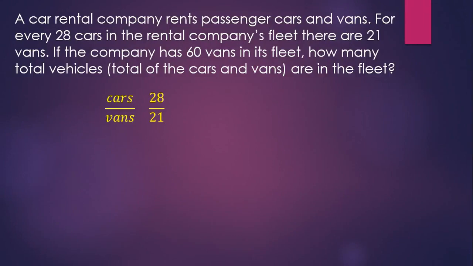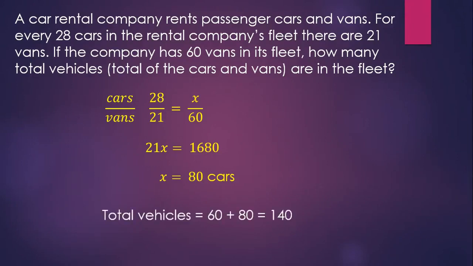The ratio of cars to vans is 28 to 21, and we know there are 60 vans in the fleet, so we can use that to find the number of cars in the fleet. So if there's 60 vans, there have to be 80 cars. But we're asked how many total vehicles there are, the total of the cars and the vans. So there's 60 vans and there's 80 cars, so the total vehicles is 140.